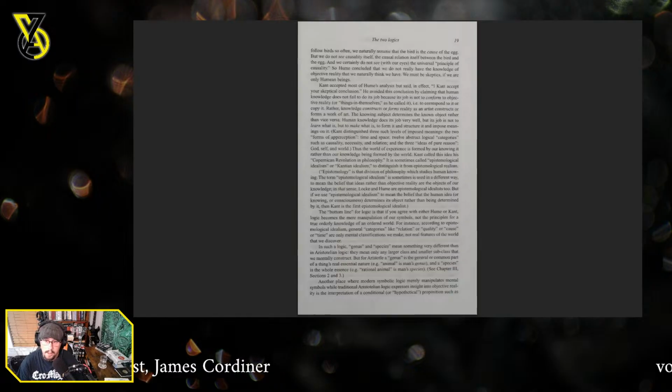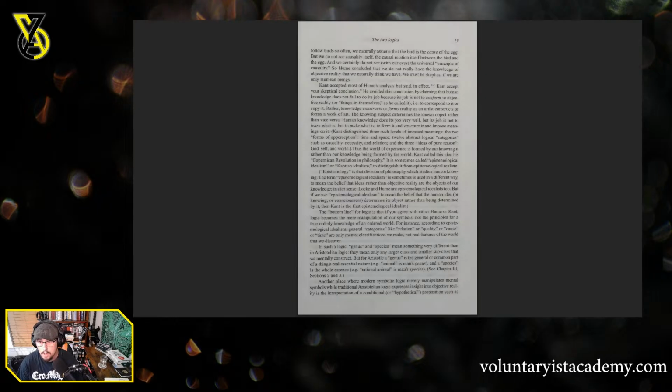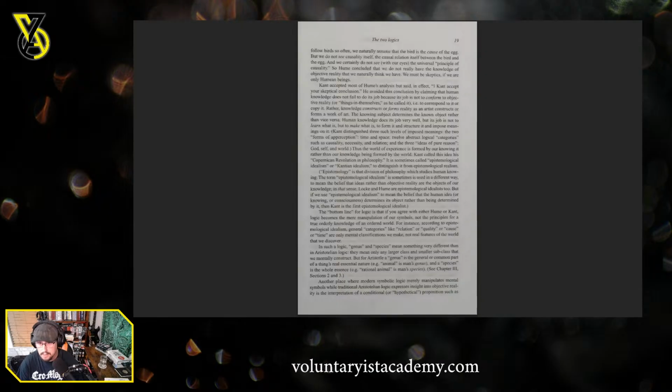Rather, knowledge constructs or forms reality as an artist constructs or forms a work of art. The knowing subject determines the known object rather than vice versa. Human knowledge does its job very well, but its job is not to learn what is, but to make what is, to form it and structure it and impose meanings on it. Kant distinguished three such levels of imposed meanings.